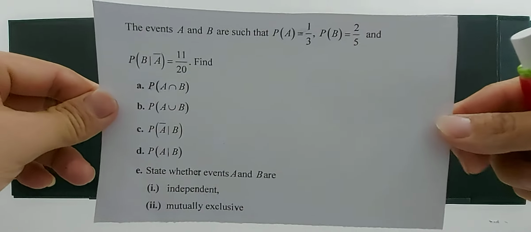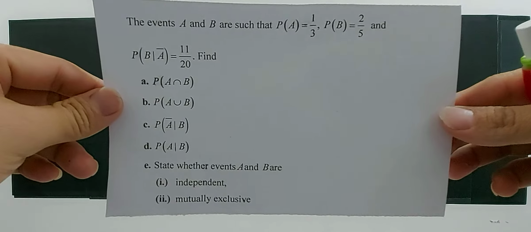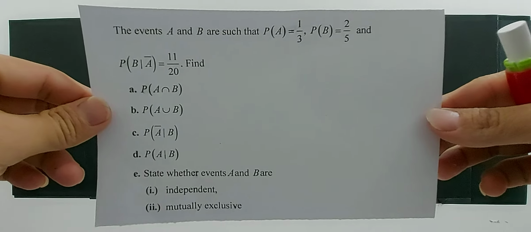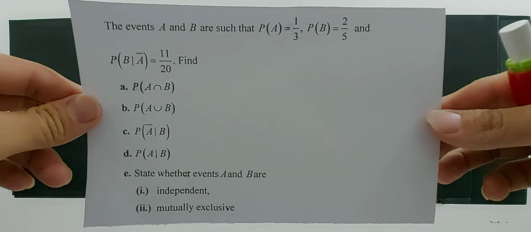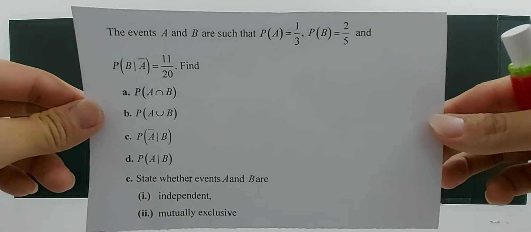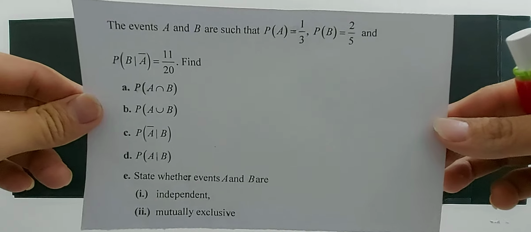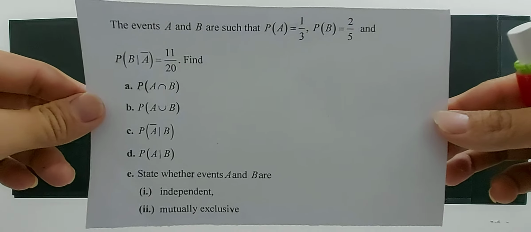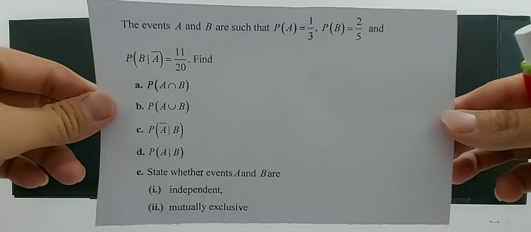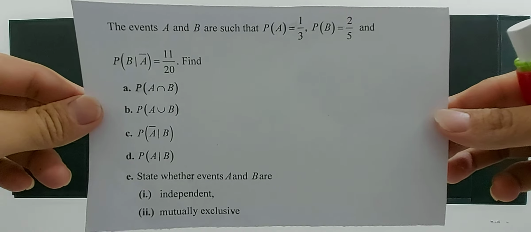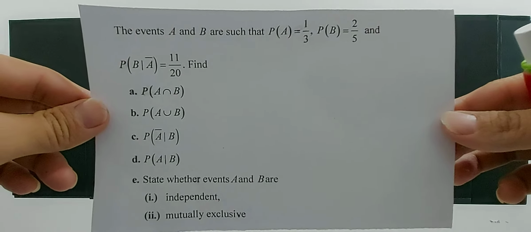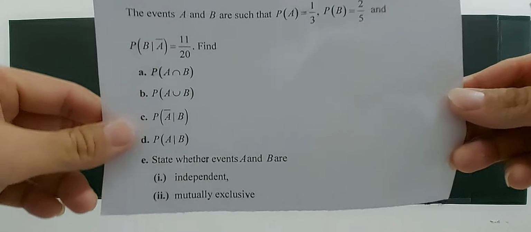Alright, okay, let's look at this question. This is a very good question to study, to revise all the formulas that you should know. The events A and B are such that the probability of event A is 1/3 and the probability of event B is 2/5, and the probability of B given A complement is equal to 11/20. Find the probability of the following.